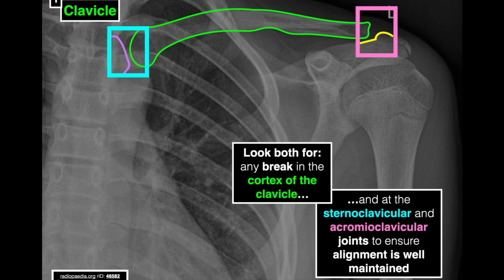You want to look for any break in the cortex of the clavicle, and you're going to want to look at the sternoclavicular joint, which I've highlighted in blue, and the acromioclavicular joint, which I've highlighted in pink. The reason you do that is to ensure alignment is well maintained.